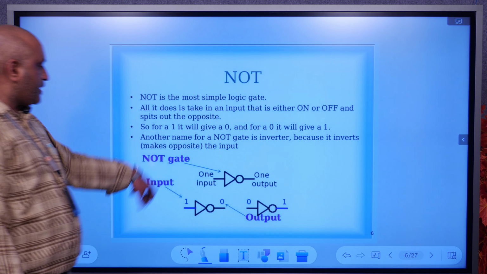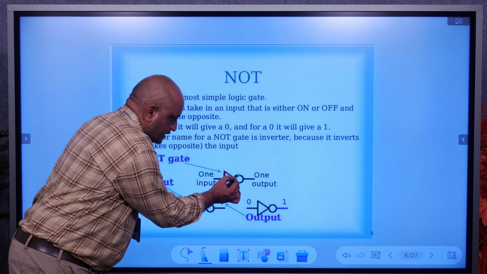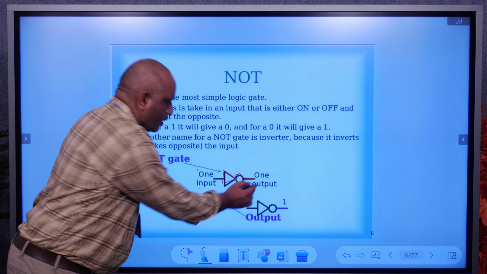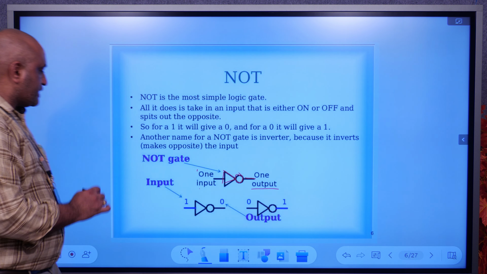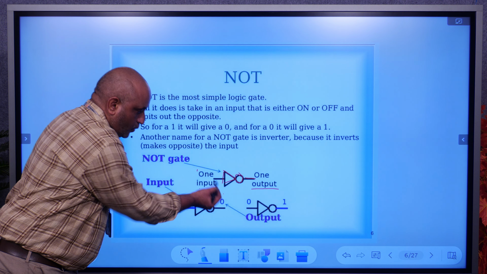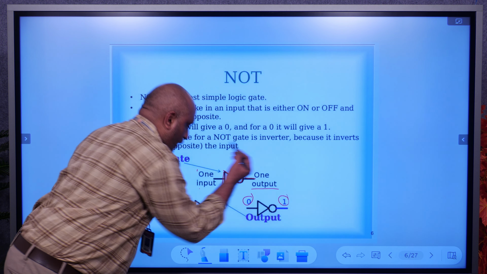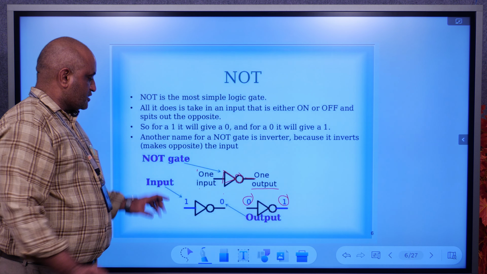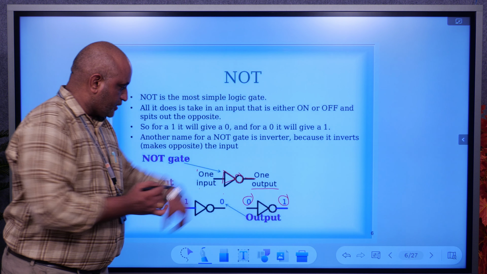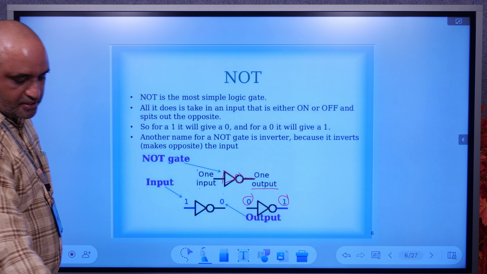This is the NOT gate symbol. The NOT gate has a triangular base with a bubble. It has only one input and one output. In the case where input 1 is given, output is 0. In the case where input 0 is given, output is 1. These are the inverter. Suppose the input is 1, the output is 0. If the input is 0, the output is 1. This is the NOT gate.